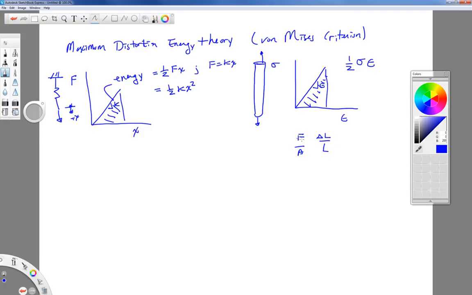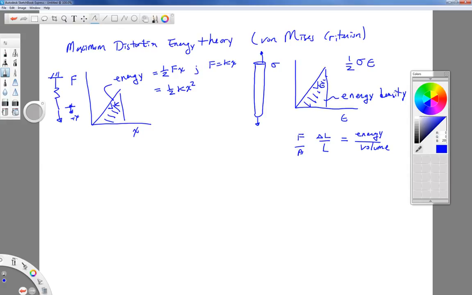What we have on top is force times distance, which is energy, divided by area times length, which is volume. So this is known as an energy density term. The area underneath a stress-strain curve is called the energy density. Just like we have mass density or weight density, something per volume is called a density.